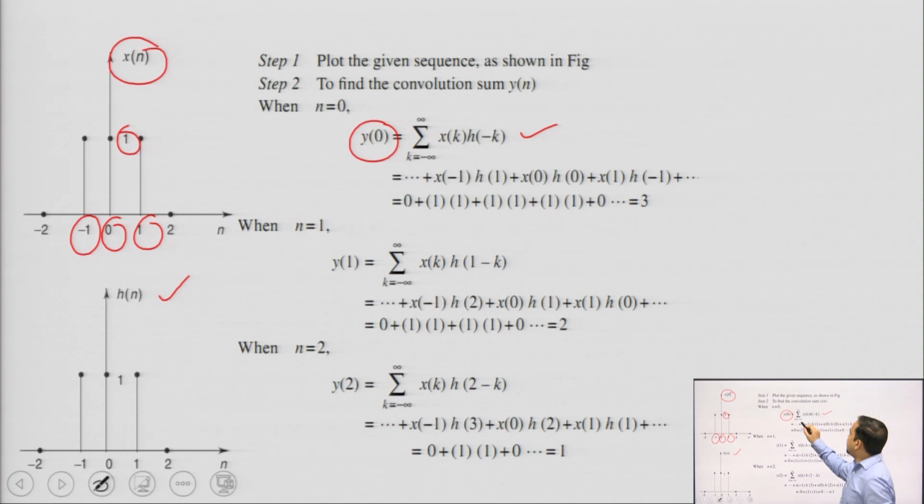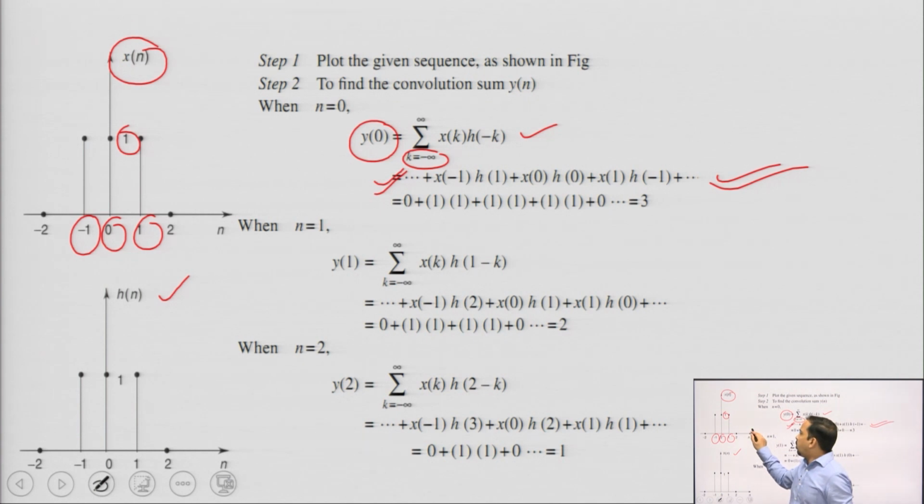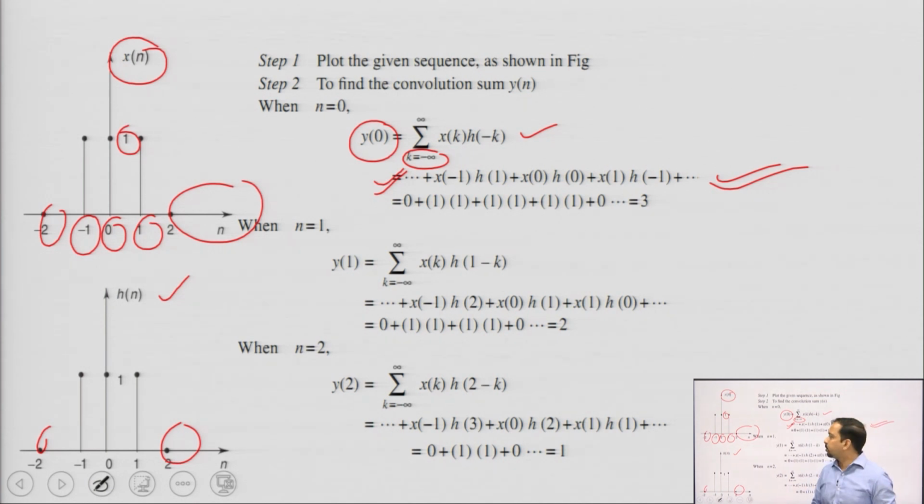Let us say k equal to minus 1, we just expand from minus 1 to plus 1. So, we are having x of minus 1, h of 1 plus x of 0, h of 0 plus x of 1, h of minus 1. We are having some terms to the left, but those terms will definitely be 0, because the signals are 0 over here, here and here. So, no need to write down those terms.